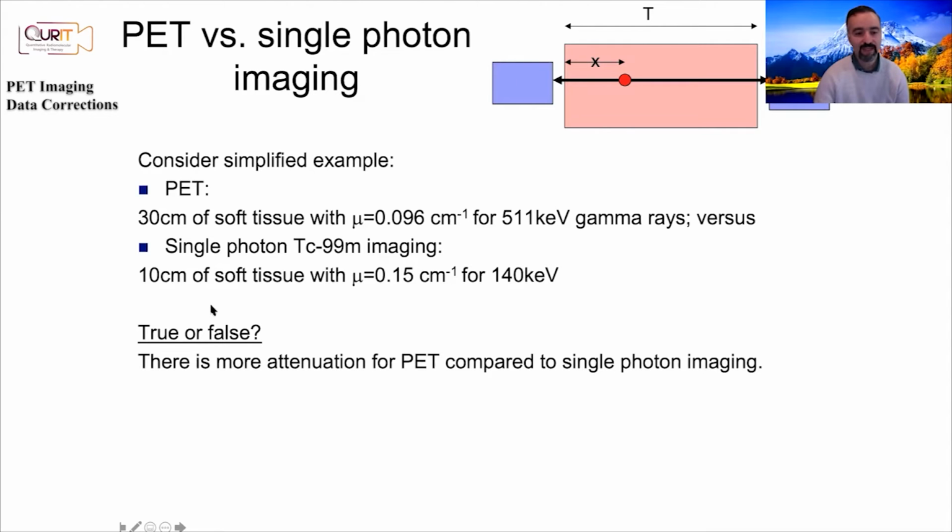Now, the catch is, think of single photon as 10 centimeters only. I should really emphasize this. You have a single photon coming, so the depth does matter in single photon imaging. So assume that your detector is somewhat close to the source, and the source is maybe only 10 centimeters from here. There is no other event to survive. So it's only 10 centimeters for single photon imaging to go through. Whereas in PET, it's on both sides, so it's 30 centimeters. But the mu value is higher for this lower energy photon, whereas the mu value is lower for this.